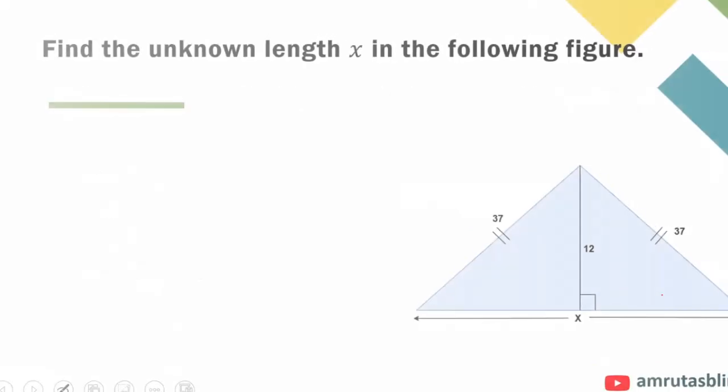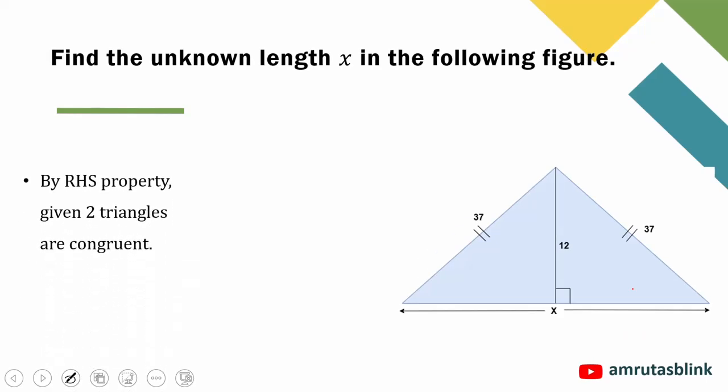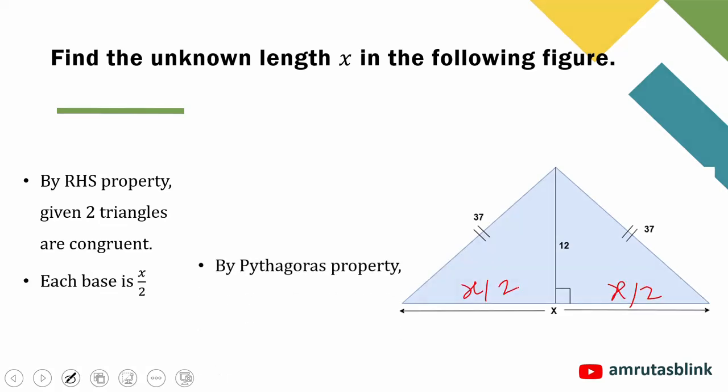Find the unknown length x in the following figure. Now, in this triangle, by RHS property, there are two given triangles which are congruent. So 37 and 37, and 12 is the common side and one is the right angle. So two triangles are congruent. Now as total base is x, each side will be x by 2.